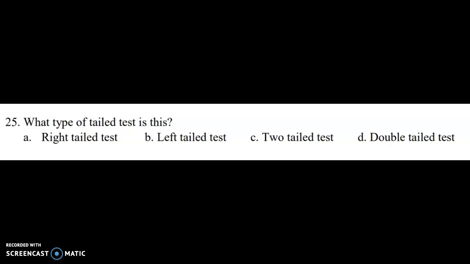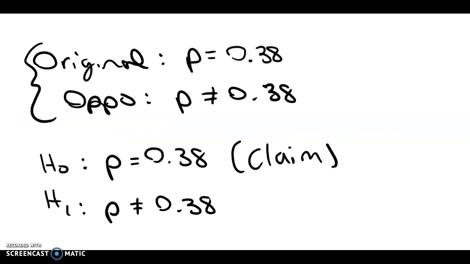Question 25, what type of tailed test is this? Okay, so we've got to look at the information that we gathered from the two previous questions to answer this one. From those two previous questions, we've got the original and the opposite claim, and from those we got the null and the alternative hypothesis. Remember, the null always has the equal sign, the alternative never has the equal sign.